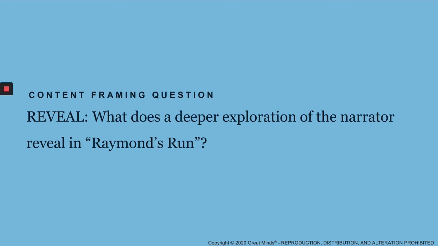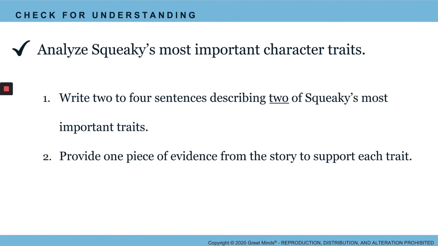I want you to think about what you've learned about Squeaky by examining her interactions with the other characters. In your journals, answer the question: what are Squeaky's most important character traits? Write 2 to 4 sentences describing 2 of Squeaky's most important traits and provide 1 piece of evidence from the story to support each trait. If you have handout 2B, look back at paragraphs 4 to 13 or pause the video and go back and listen to the story again.